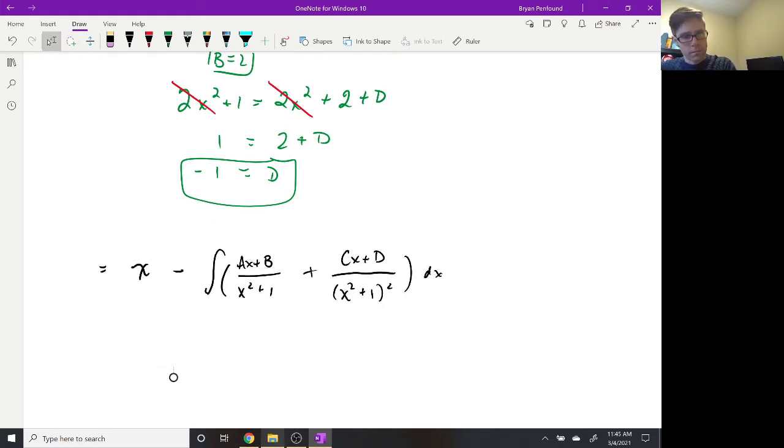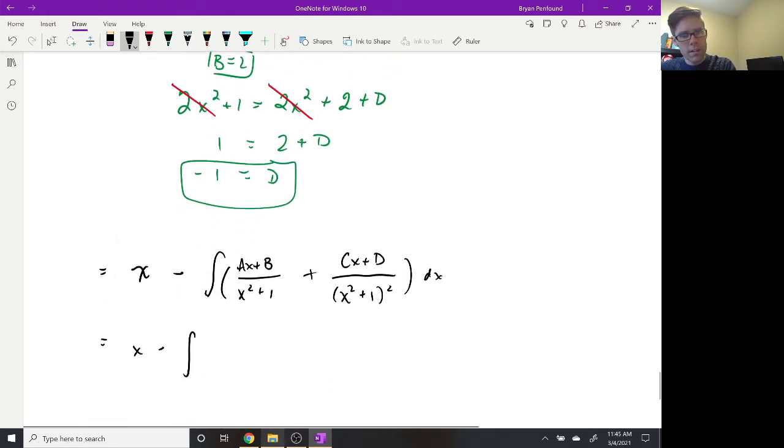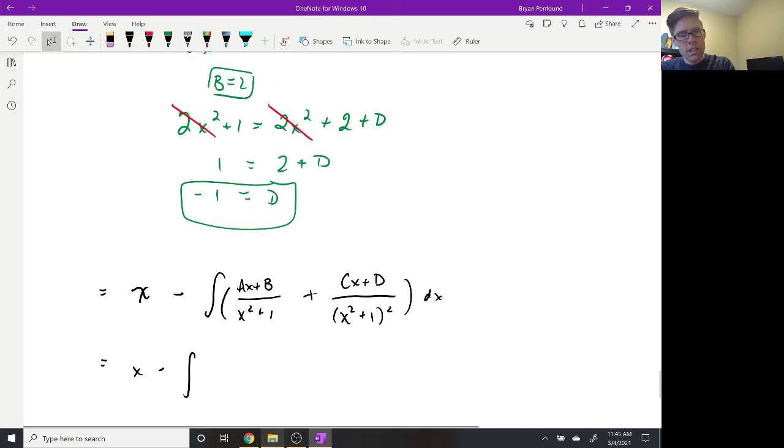Okay. So what did we find? We found that, I believe, a was equal to 0. A and c were 0. B was equal to 2. C was 0, and D was equal to -1. So I'm going to put that in.